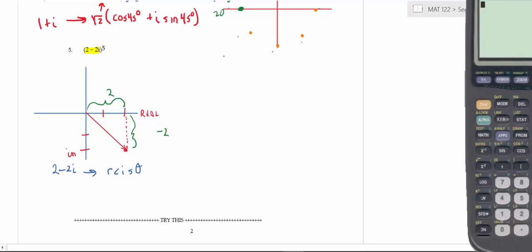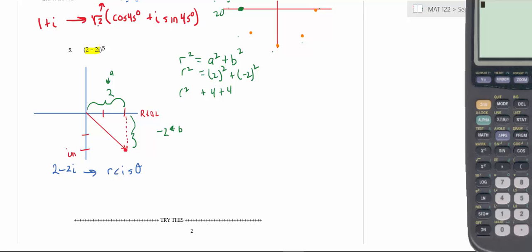Okay, so the first thing we'd have to do is crunch out, of course, the radius. So we know that r squared equals a squared plus b squared. Remember, that's the a part of the complex number. That's the b part. So we're going to have r squared equals 2 squared plus negative 2 squared.